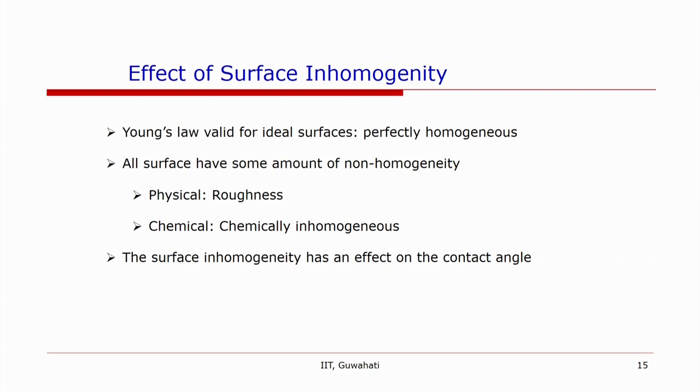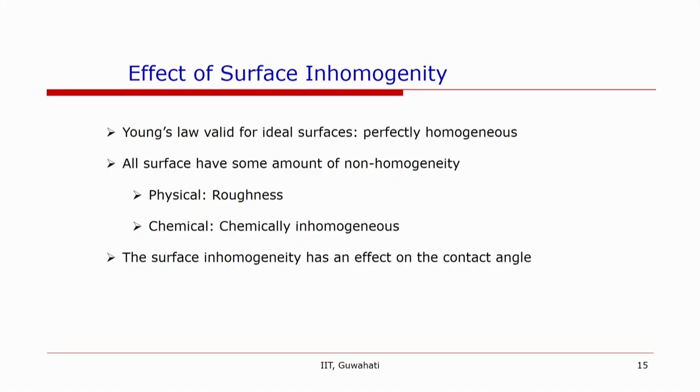Now we will look at some effect of surface inhomogeneities. So at the start of this lecture, when describing Young's law, we assumed that the surface is chemically homogeneous. That means it is made up of only one chemical material or one chemical substance. There is no dirt, there are no inhomogeneities on the surface, and it is smooth, so there is no roughness on it. Ideally, no matter what we do, we will always have some amount of roughness and some amount of chemical inhomogeneities, or chemical inhomogeneities caused by the dirt on the surface of the solid.